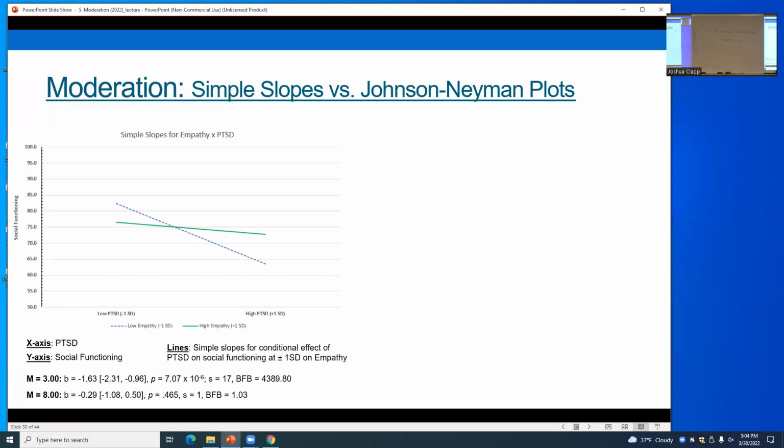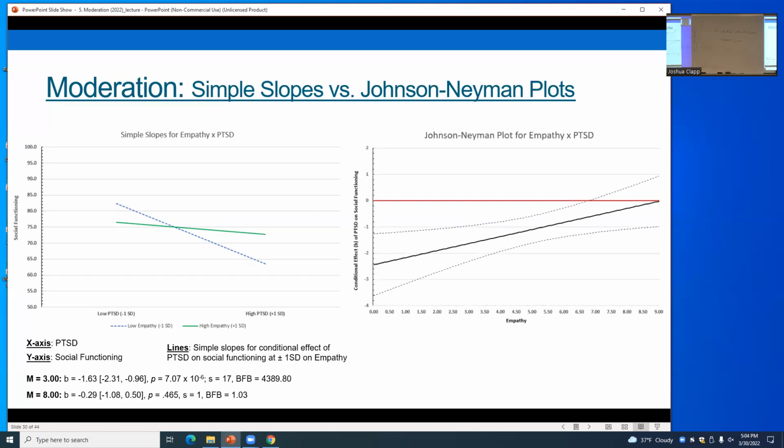But the question is what is the standard deviation above or below the empathy mean on this, and why standard deviation when we could be talking about 2 standard deviations, or about half a standard deviation? And so this is where we get into plots that are much, much more informative, the Johnson-Neyman plots. What we have here is the conditional effect of PTSD on social functioning. We've plotted that slope of PTSD, giving us the coefficient for PTSD and functioning across our whole range of empathy, right? Empathy is our moderator here.